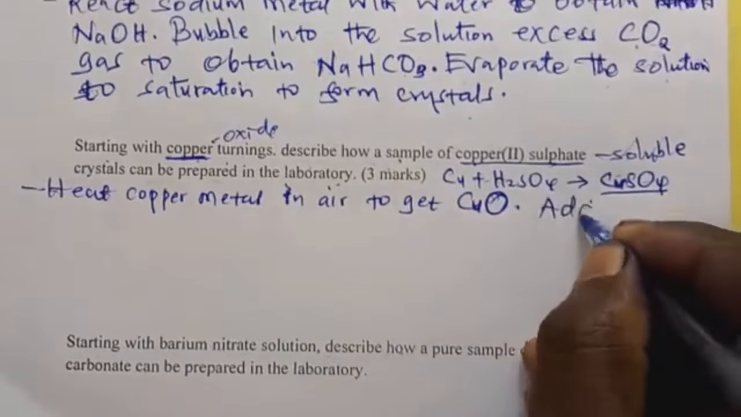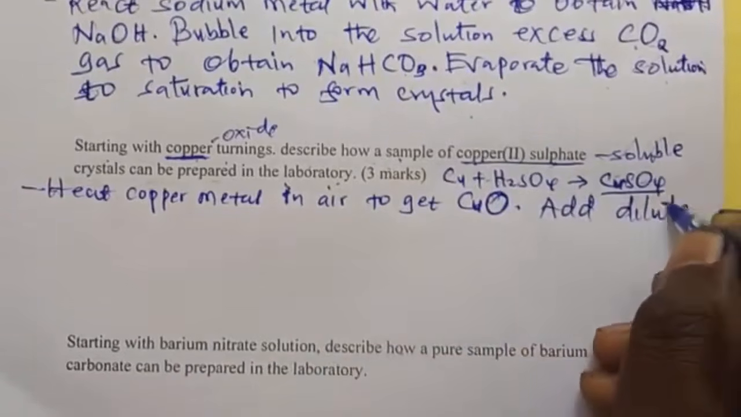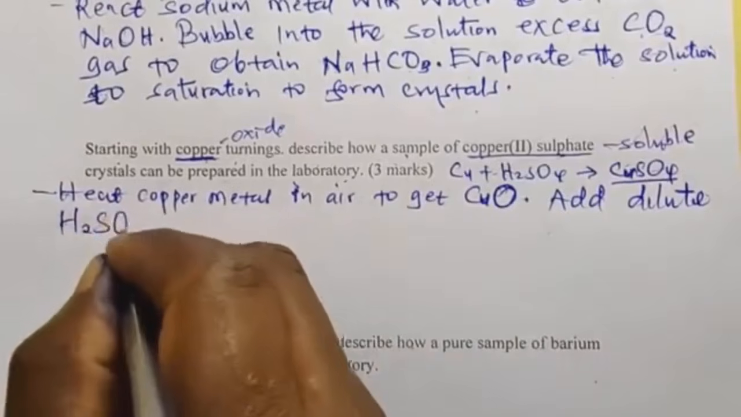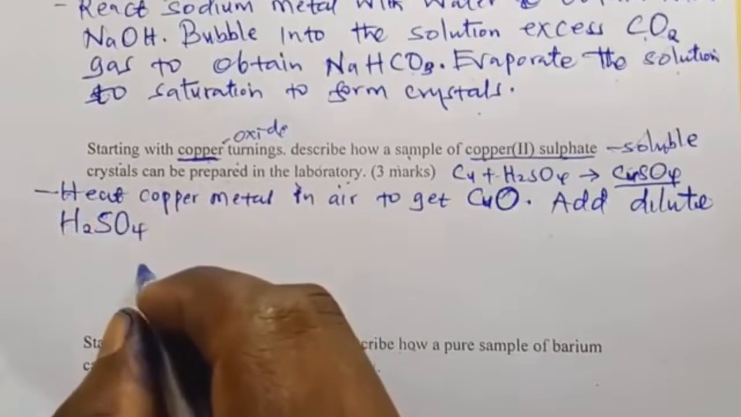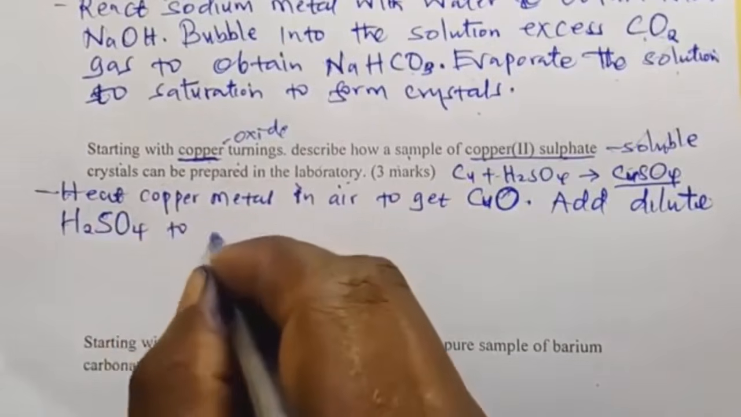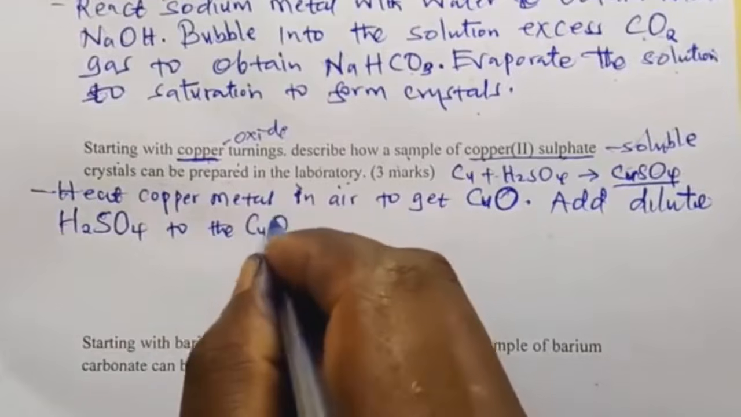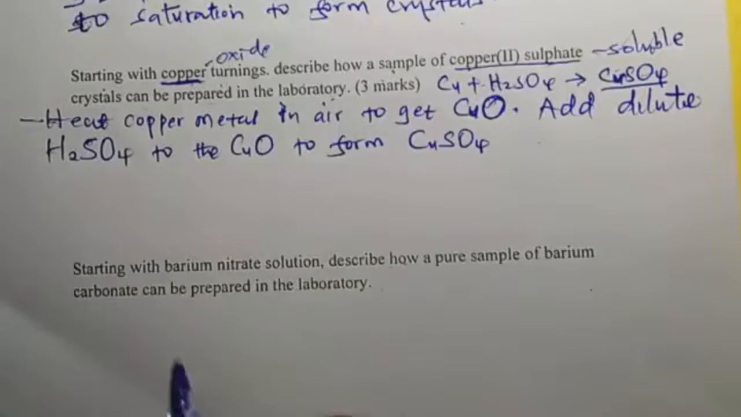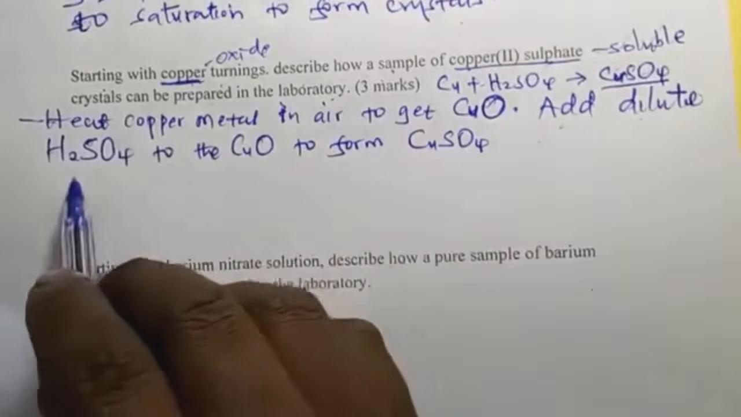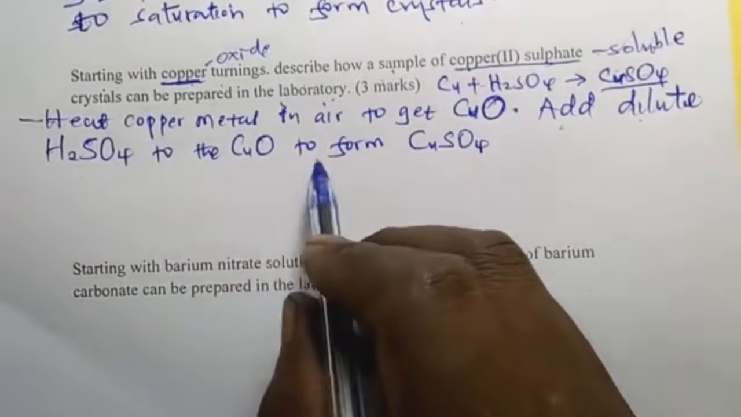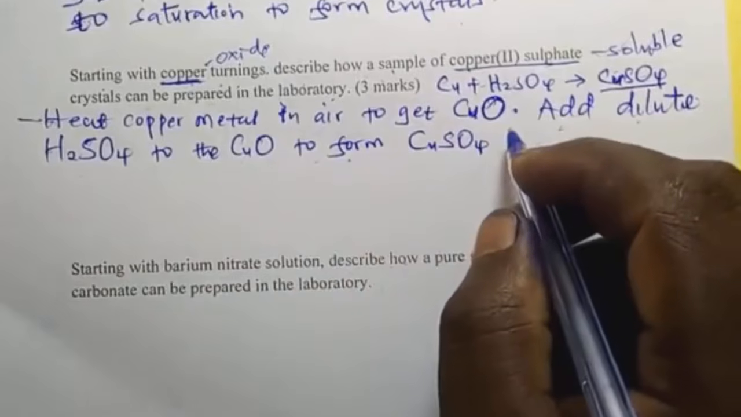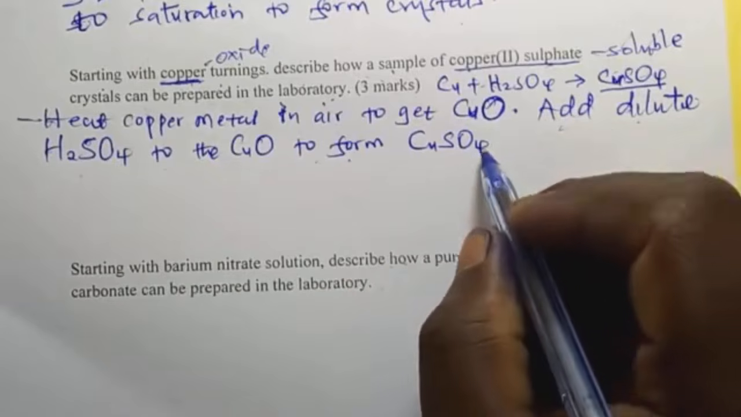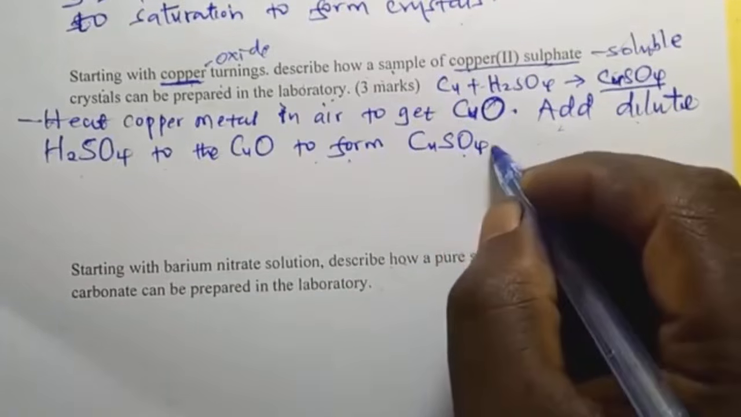Now then you add dilute sulfuric acid. Add dilute sulfuric acid to the copper(II) oxide to form copper sulfate. Now we have the copper sulfate. Then what are we going to do with the copper(II) sulfate solution?